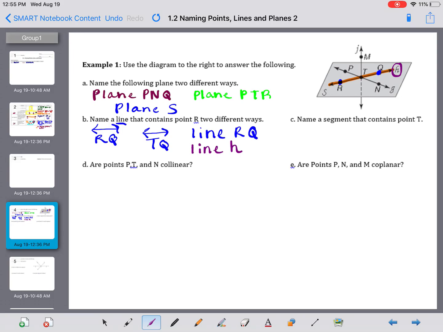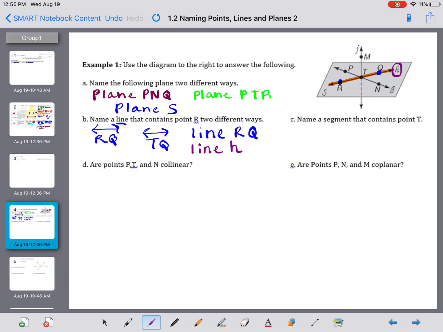Again, there's more than one way. You could have said line TR, or you could have said line RT, or line QT. Again, multiple ways. You just can't say like TH, because again, H is not a point on that line, so you can't use it.